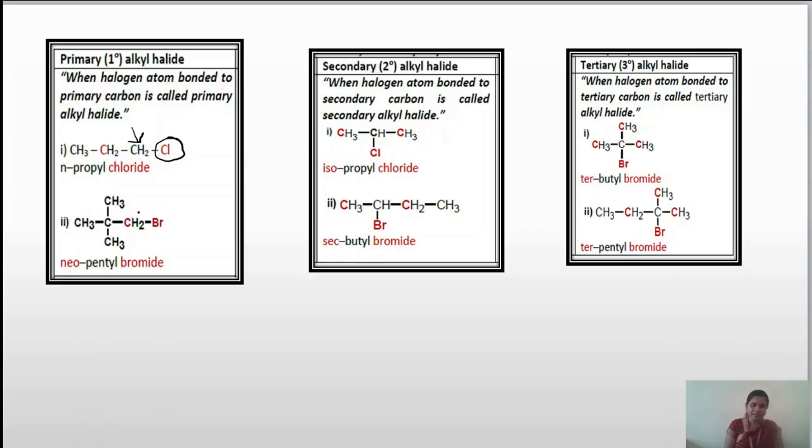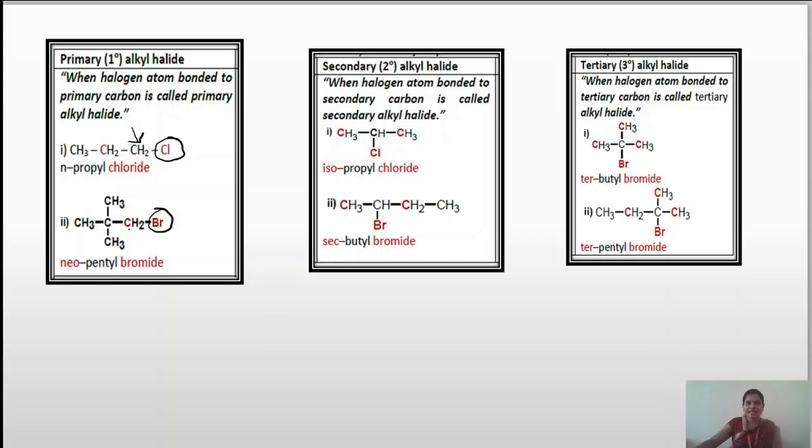Next I will take another example, CH3CH2CH2Br. Here this bromine is attached to this primary carbon. This carbon is primary carbon because this is attached to only one other carbon. So this is the example of the primary alkyl halide.